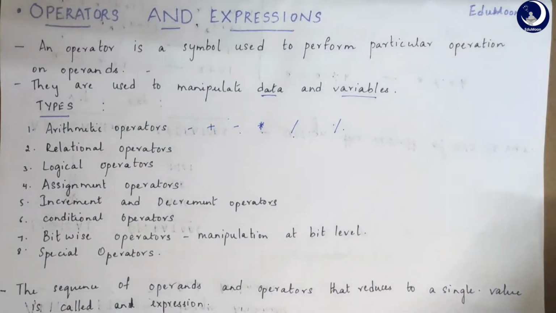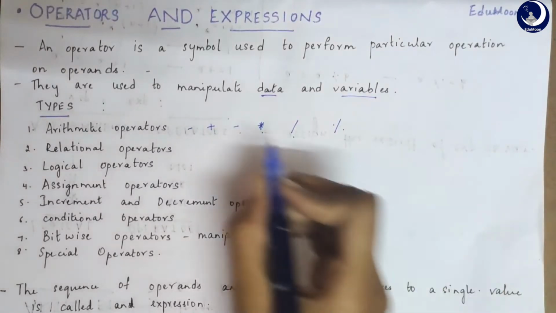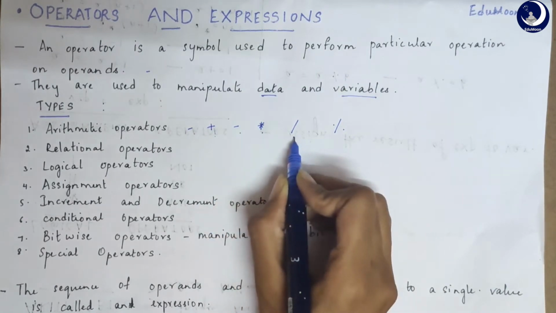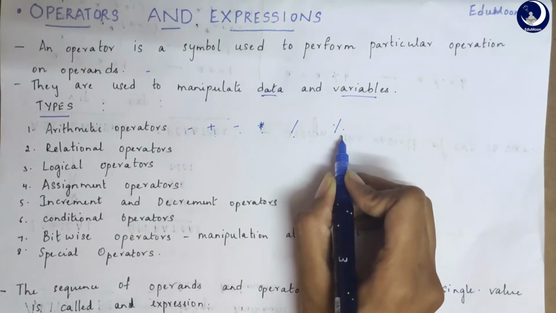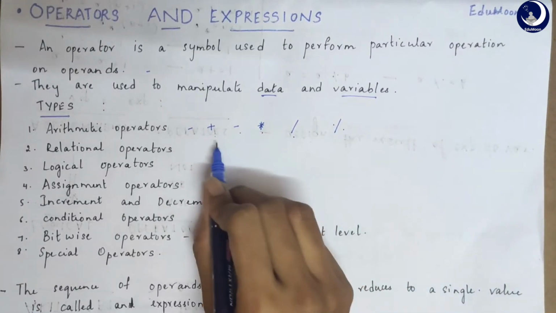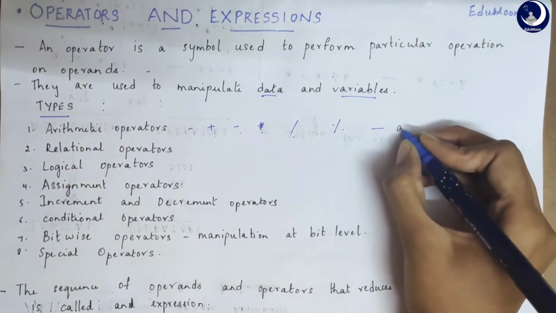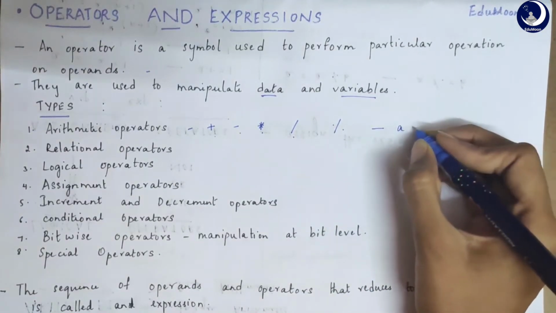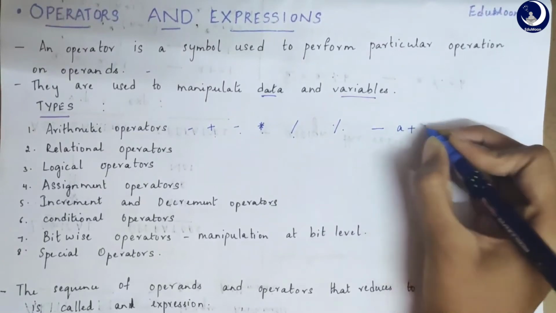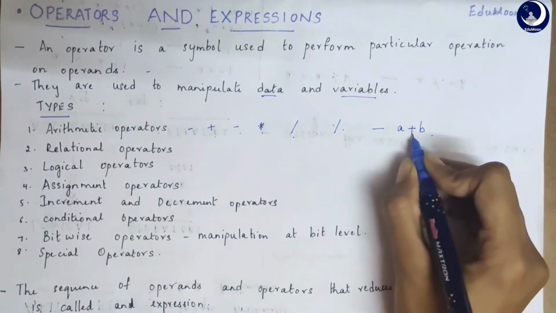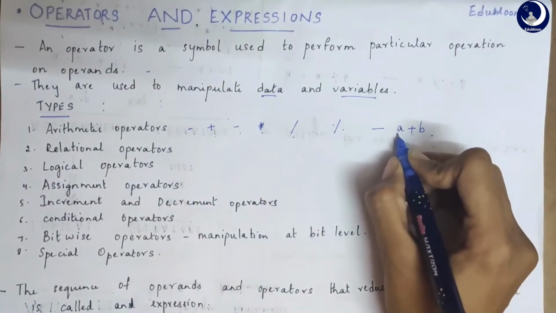Let us see the arithmetic operators. The arithmetic operators are the basic operators. They are unary plus, unary minus, multiplication, division, and modulo operator. How do these operators work? They work along with the operands. Consider the given arithmetic expression a plus b. So in this expression, the plus is adding two variables a and b.